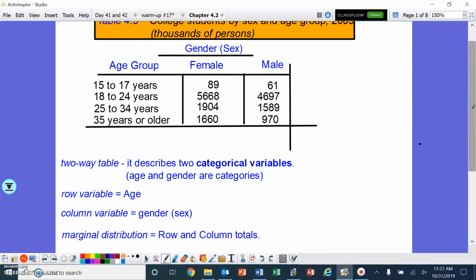Then we have the marginal distribution, which would be the row and column totals. Okay, so marginal distribution, row and column totals. So you notice that the totals are not in the table, so we're going to need to go ahead and add things up and find them. So I'm going to do the rows first. So 89 plus 61, that's 150. And then the next row, add those two together, and we get 10,365.